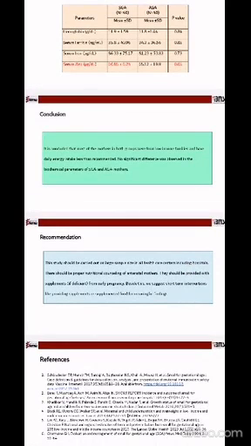Then recommendation. The study should be carried out on a large sample size in all healthcare systems, including hospitals. There should be proper nutritional counseling of antenatal mothers. They should be provided with supplements if deficient from early pregnancy. Besides this, we suggest short-term interventions like providing supplements or supplemented food for meaningful findings.